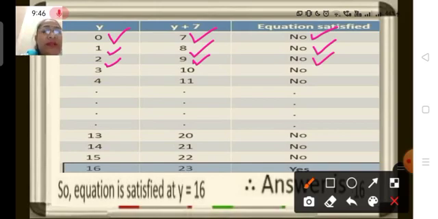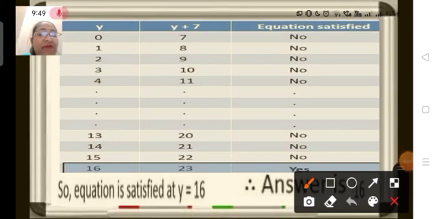Like this, we will try for different values of y such that finally we will reach the value of y equal to 16. If we put y as 16 in the expression y plus 7, the value of the expression y plus 7 will become 23, and this satisfies the given equation y plus 7 equal to 23. Therefore, we can say that the equation is satisfied at the value of y equal to 16. So, here we'll get the answer as 16.